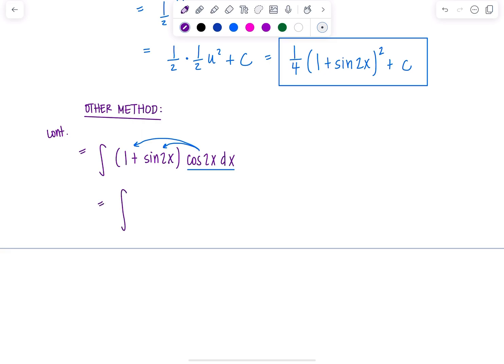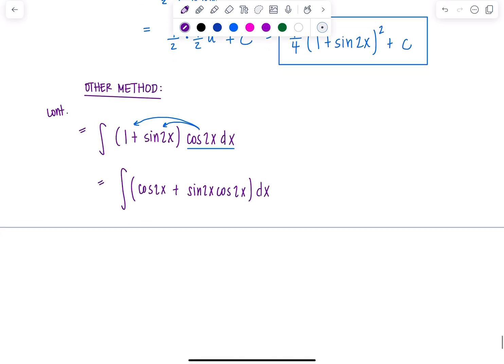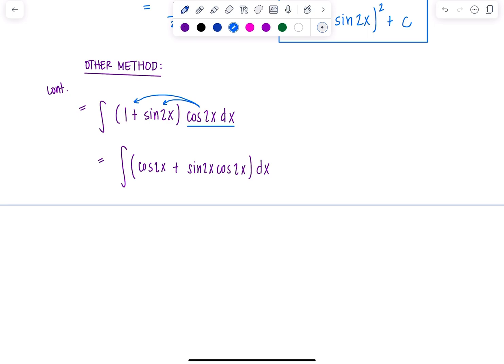So we have the antiderivative of cosine 2x plus sine 2x cosine 2x dx. And then what you're going to do is notice this resembles sine's double angle formula, sort of. Let me just show you how to play around with it. When you have sine of 2 theta, it equals 2 sine theta cosine theta, right? But notice in this particular case, we don't have a 2 in front here. So that means 1/2 sine 2 theta can be used to replace sine theta cosine theta.